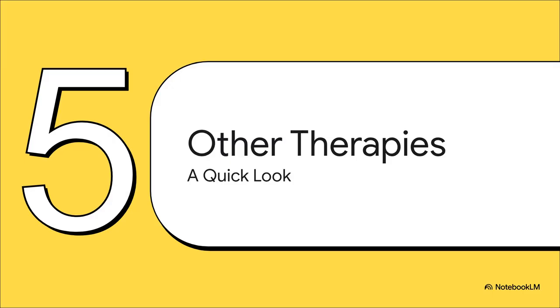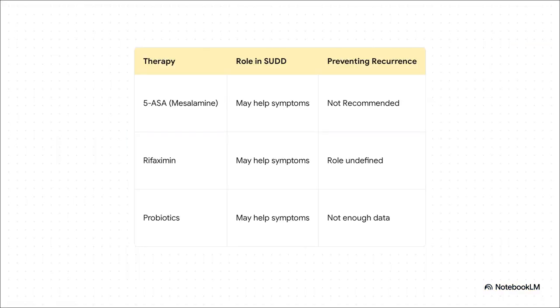So if we're not always using antibiotics, what about other medications? Let's do a really quick rundown of the evidence for a few other therapies you might see prescribed for this. This table really sums it all up nicely. For managing those ongoing grumbling symptoms of SUD, things like mesalamine and rifaximin, maybe even probiotics, they might help some people feel better. But, and this is a really important counseling point, when it comes to preventing another full-blown attack, mesalamine has been shown in big trials to just not work. So we do not recommend it for prevention.